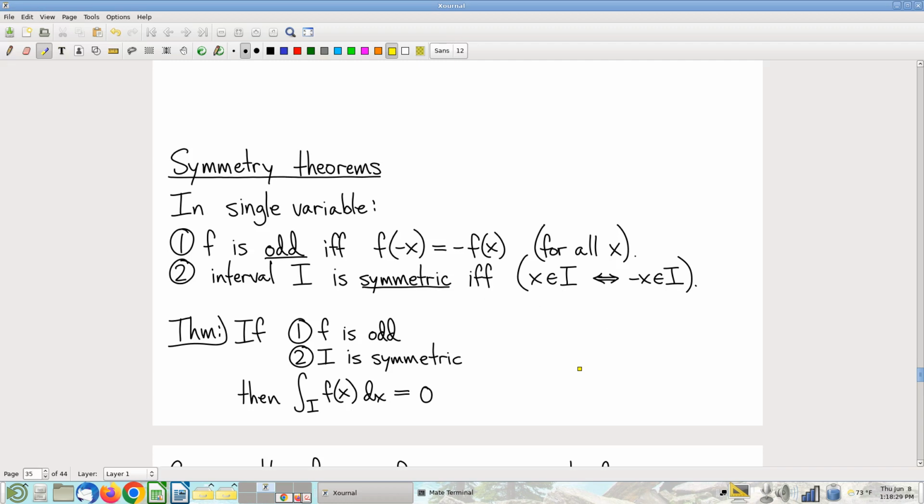Okay. All right. So, there's some additional material that I think needs to be included in the course that the book glosses over far too tersely, in my opinion. And that is symmetry theorems. I think these are huge.